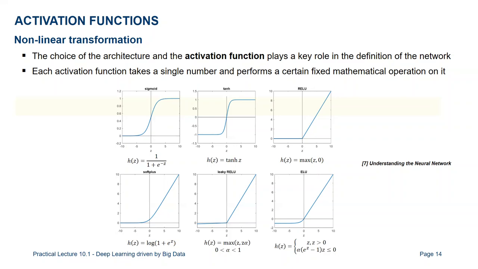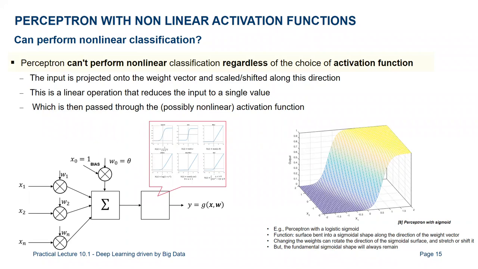Okay. Now, I would like to remark on one aspect in order to avoid any possible confusion. A perceptron cannot perform nonlinear classification, regardless of the choice of the activation function. So if you have a perceptron and you use a nonlinear activation function, it doesn't mean that you will be able to solve the XOR problem. What you have here is the following. The input is projected onto the weight vector and shifted along a direction. This is a linear operation that reduces the input to a single value, which is then passed through this nonlinear activation function.